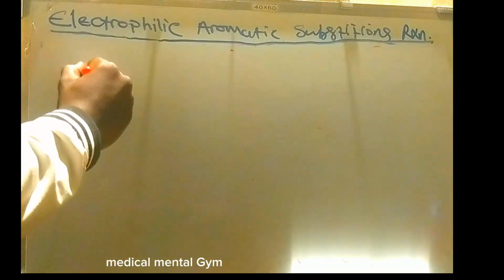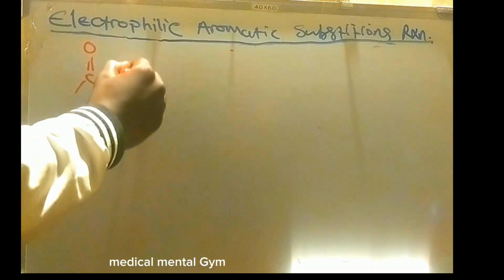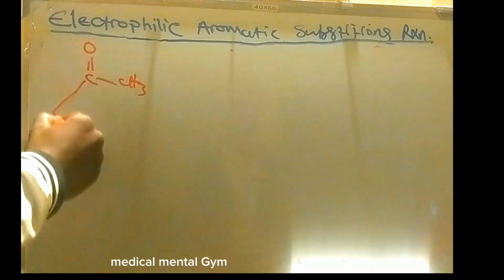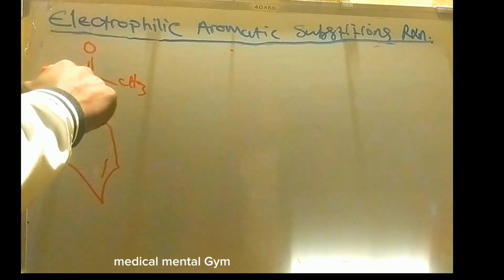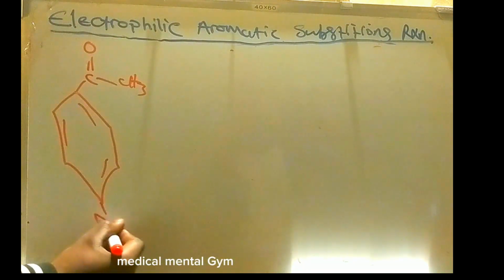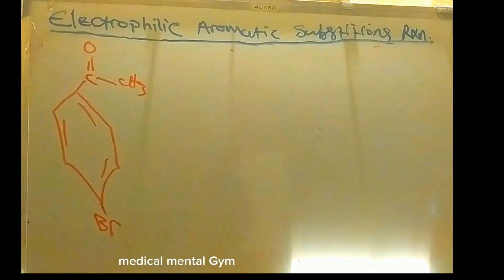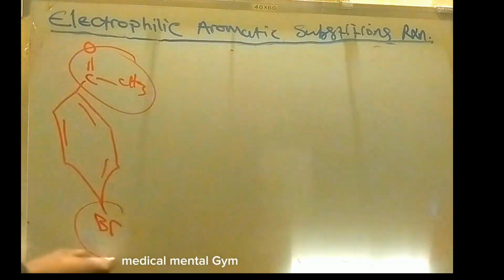So in synthesizing this compound, ladies and gentlemen, we consider the groups. Number 1, we consider the groups attached to this molecule. This molecule had an acyl attachment at this carbon right here. We also had a bromine attachment at this carbon right here. So let's look at the nature of this group and the nature of this group.